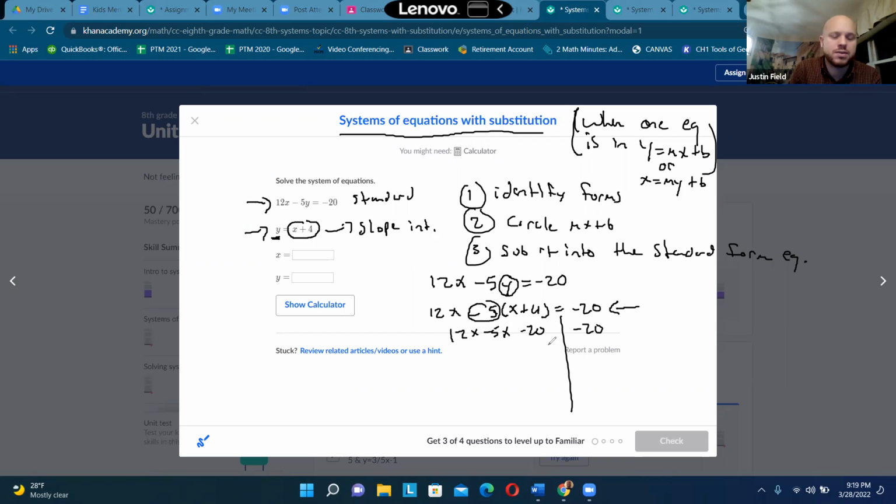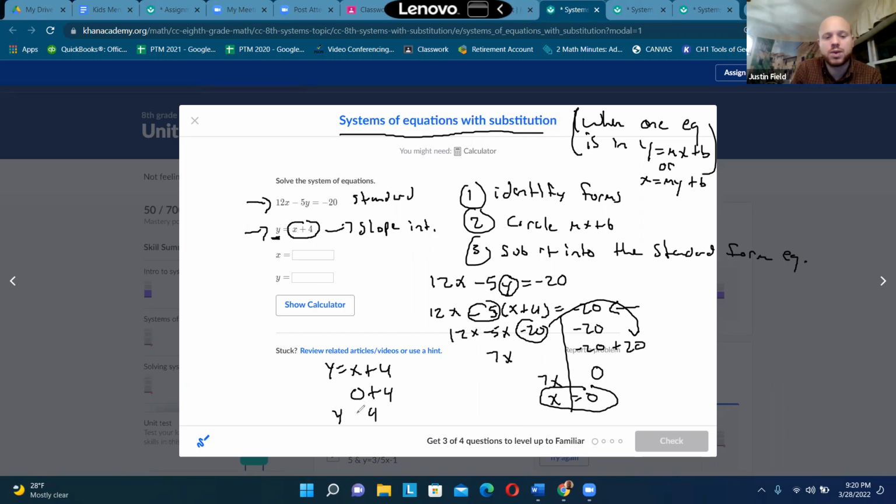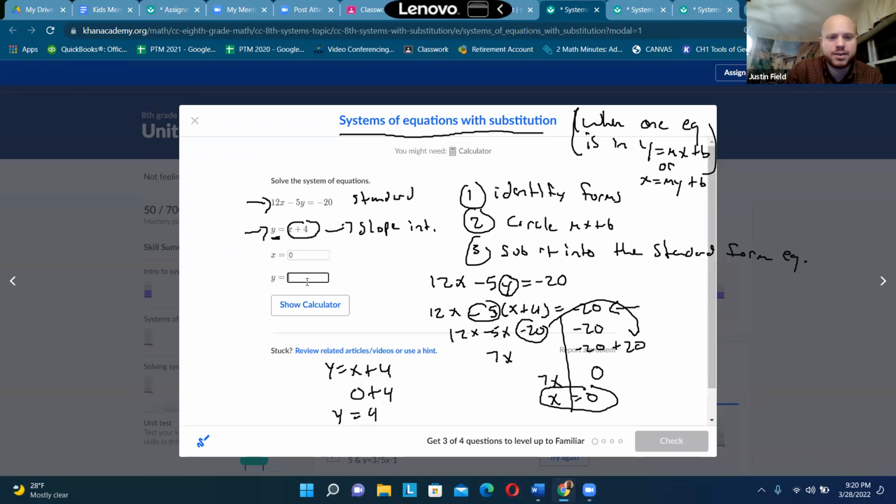Put our variables on the left here. That's good. So 12 minus 5 is 7x. Put our numbers on the right, and the negative 20 becomes a positive 20, and that gives zero. So x equals zero. And now that makes the y super easy because we know that y equals x plus 4, but we just figured out that x equals zero. So that means 0 plus 4, which is 4. So y equals 4. All right, so let's see if I got that right.